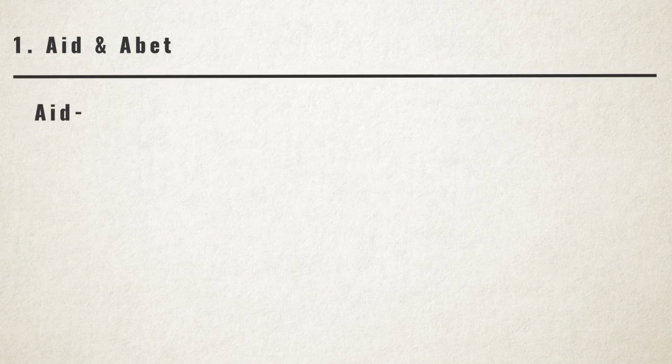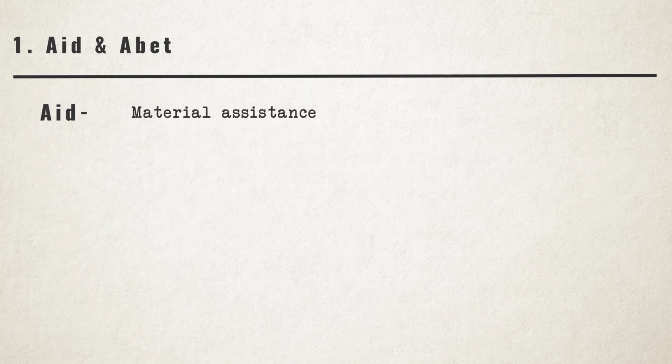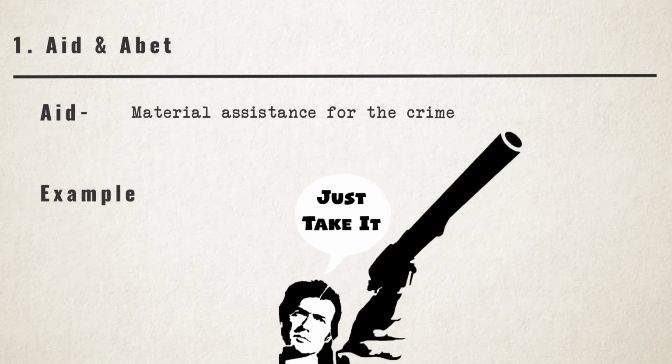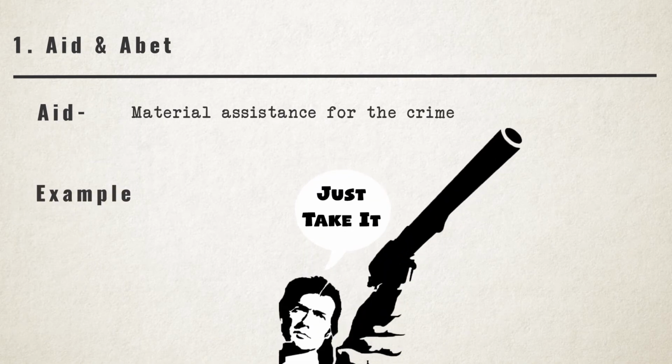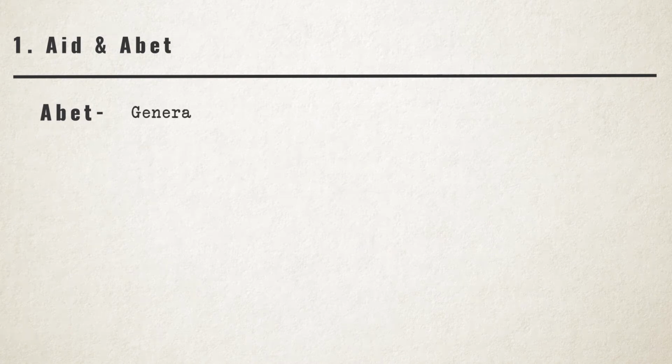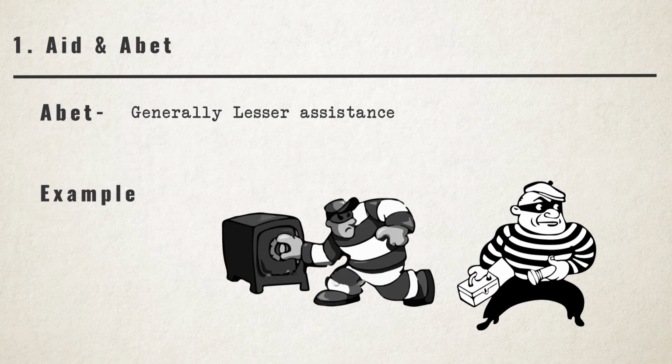Terms we have learnt from this part of the video. 1. Aid and abet. Aiding and abetting both talk about assisting in performance of a crime. Aiding is generally related with material assistance, for example, providing a pistol for the crime. And abetting is generally lesser assistance, for example, acting as a lookout or driving a car to the scene of crime.